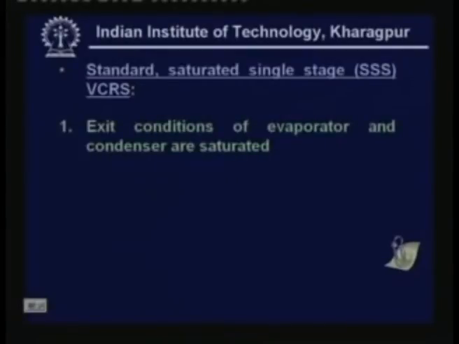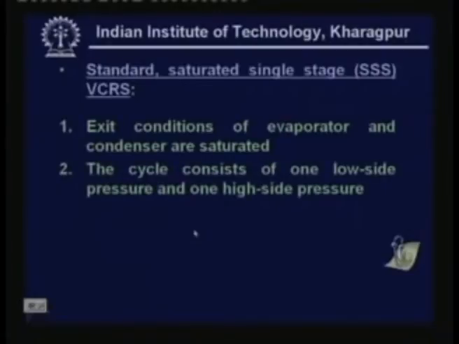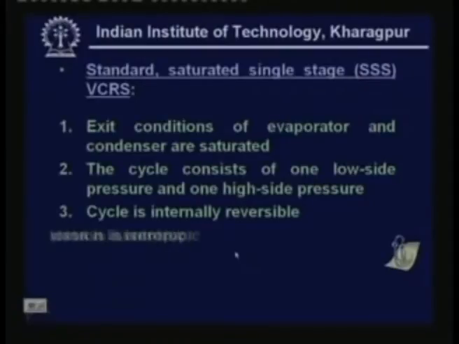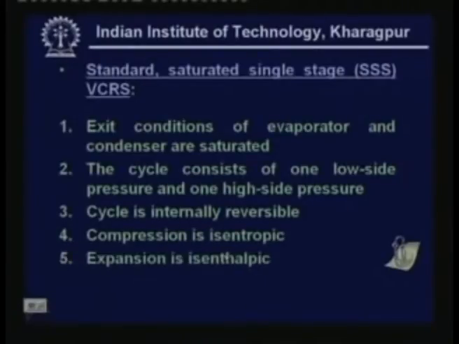First, let me explain this. In a standard saturated single stage vapor compression refrigerant system, the exit conditions of the evaporator and condenser are saturated. That is why you have this term saturated here. And the cycle consists of 1 low side pressure and 1 high side pressure. That is why you call it a single stage cycle. And the cycle is internally reversible, compression is isentropic, and expansion is isenthalpic.